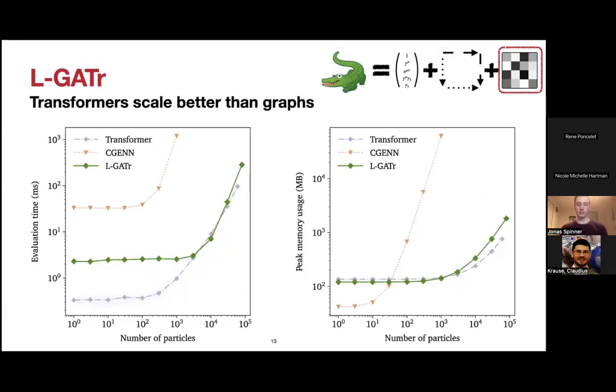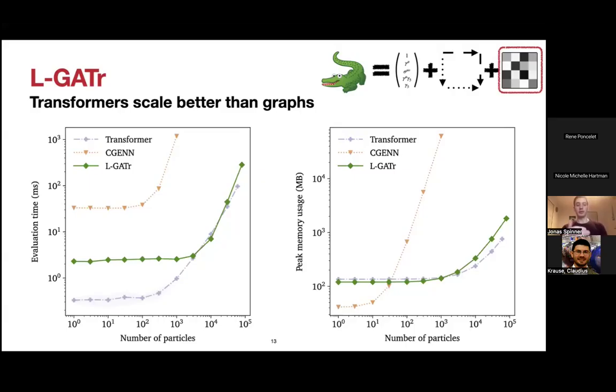And now, before we go into all the experiments, this is a bit about the scaling of this architecture. On the left, we show the evaluation time of pushing one bunch of particles through the network once, over how many particles we push through the network. And on the right, we have the memory usage of this architecture. We compare the L-GATr model with a normal transformer and also with a Lorentz-equivariant graph model, for instance the CGENN.